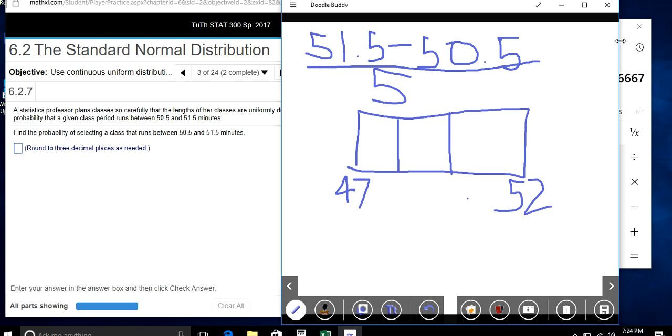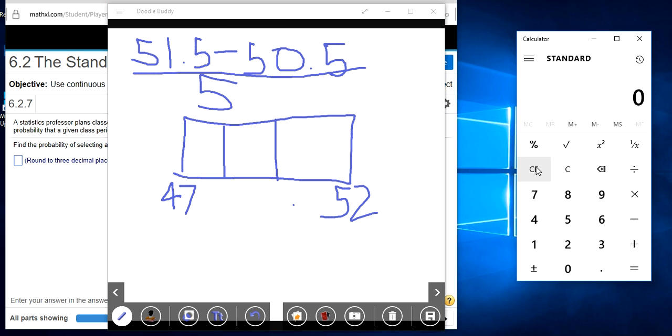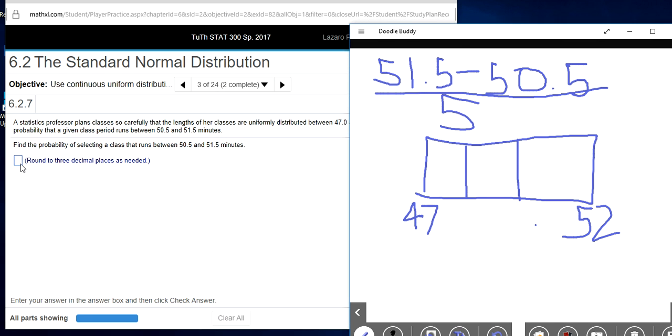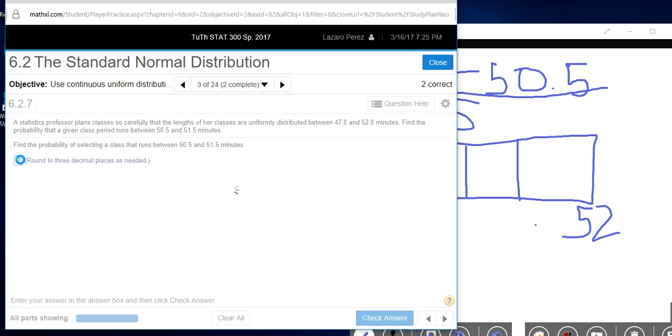All right, so let's put it in the calculator. 51.5 minus 50.5 is equal to 1. That divided by 5. All right, it's 0.2. So our answer is 0.2. And no need to round to 3 decimals because there are no more decimals.